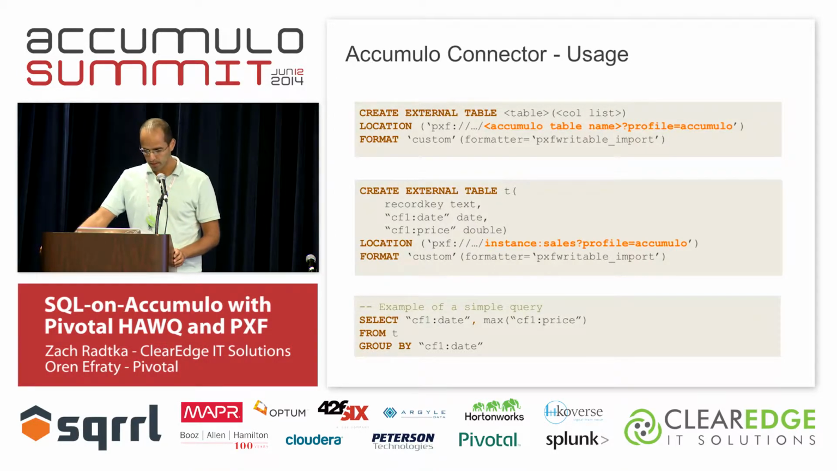So let's look at a more detailed example: create an external table with qualifier record key of type text, qualifier column family date of type date, and column family price of type double. The location will give PXF protocol, the instance of the Accumulo, the table name, and the profile Accumulo. And then we can easily select from Accumulo. We can even give a max function group by.